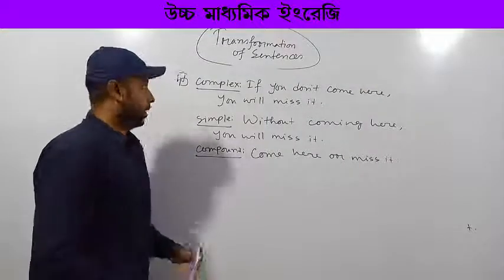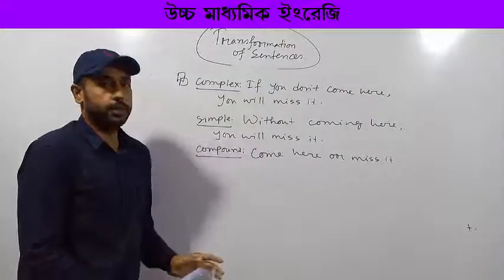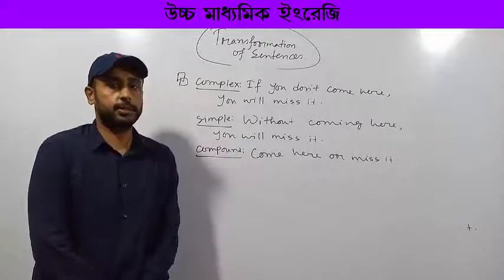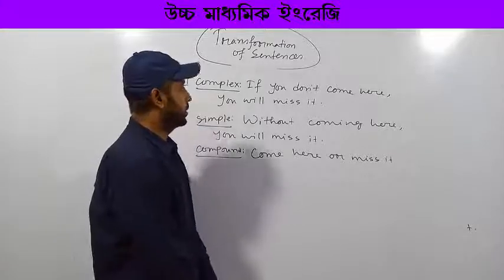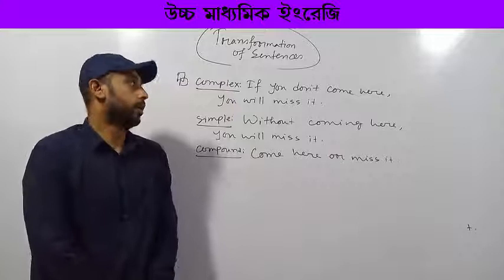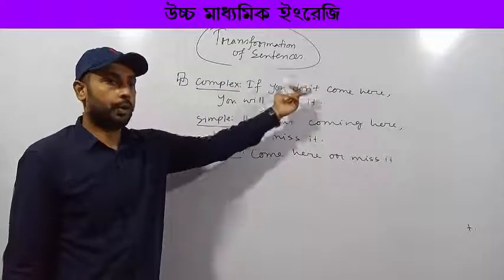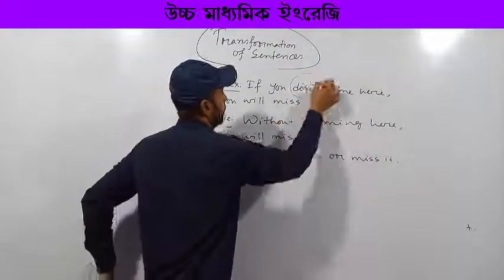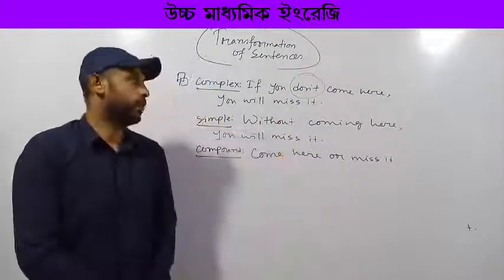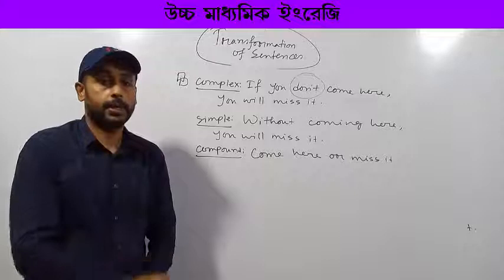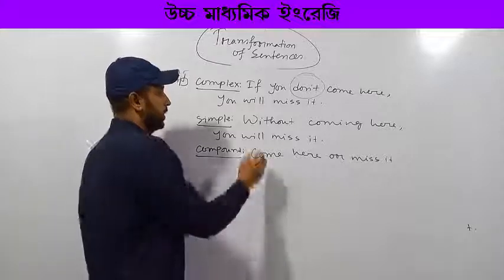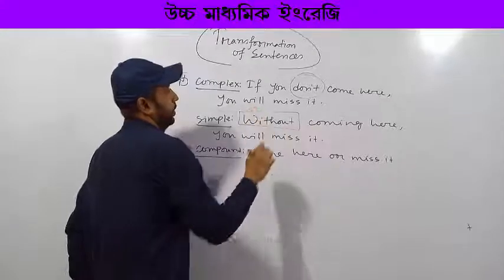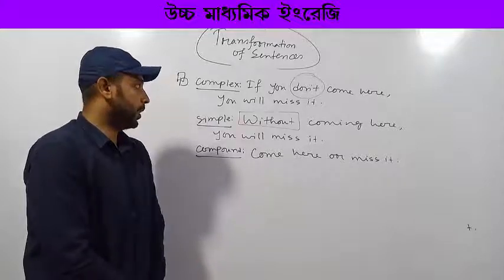So the next example, the first one, is a complex sentence using if. If you don't come here, you will miss it. Here the if clause is negative. As we find don't here, it's a negative clause, and that's why we have to make a simple sentence by using without plus verb plus ing. If you don't come here, you will miss it.